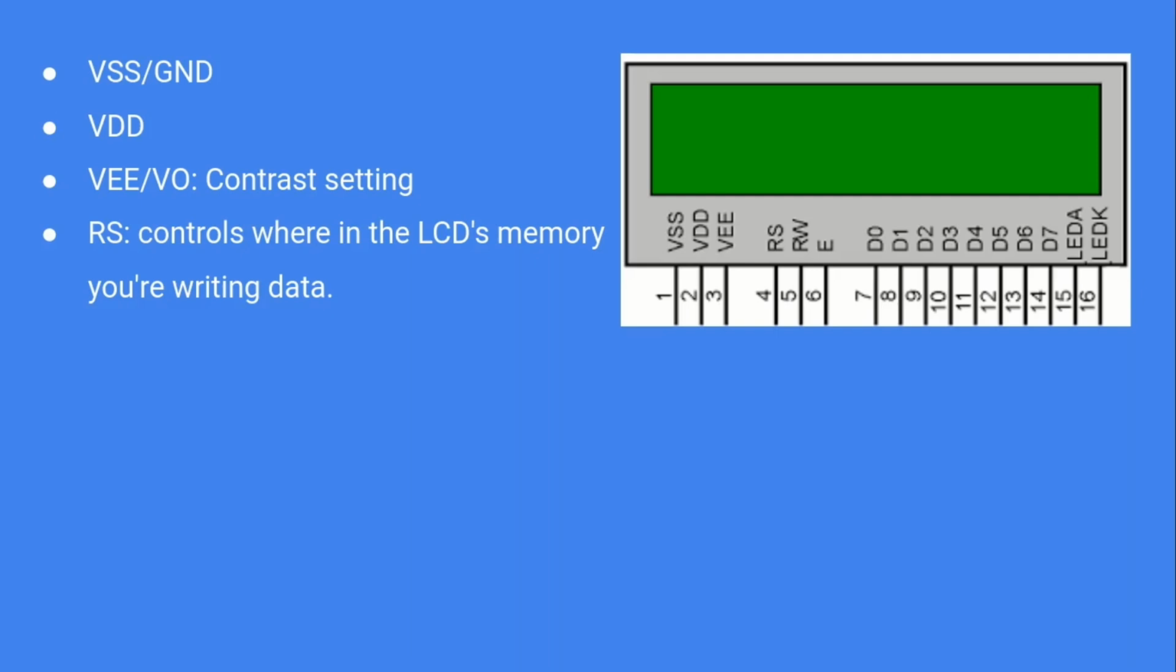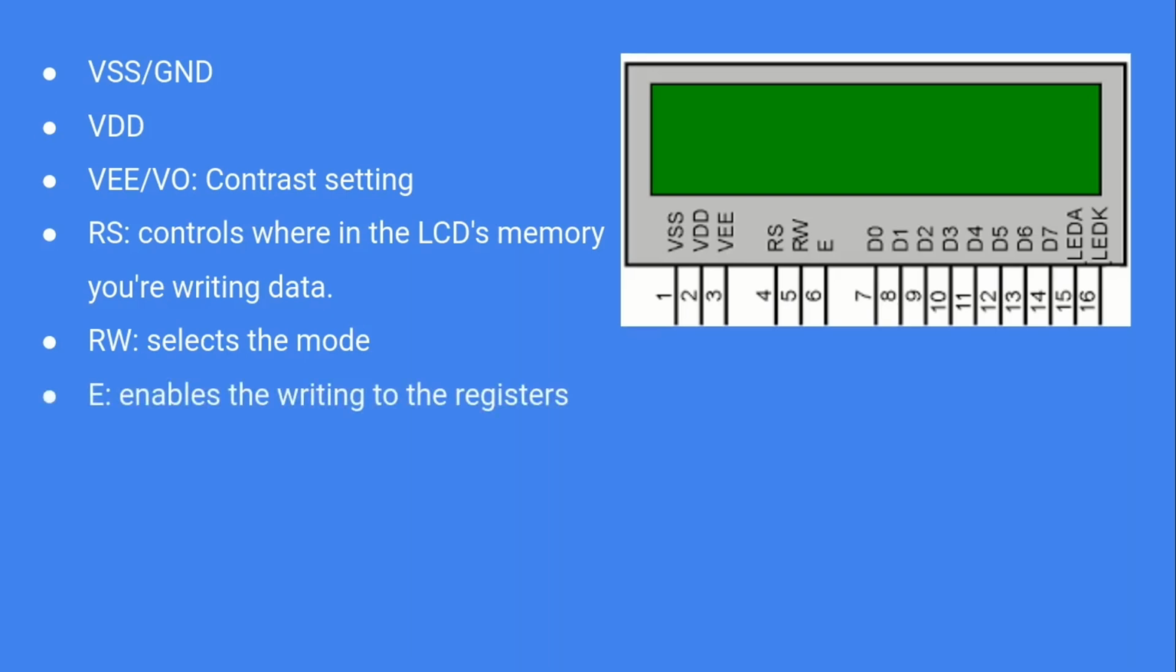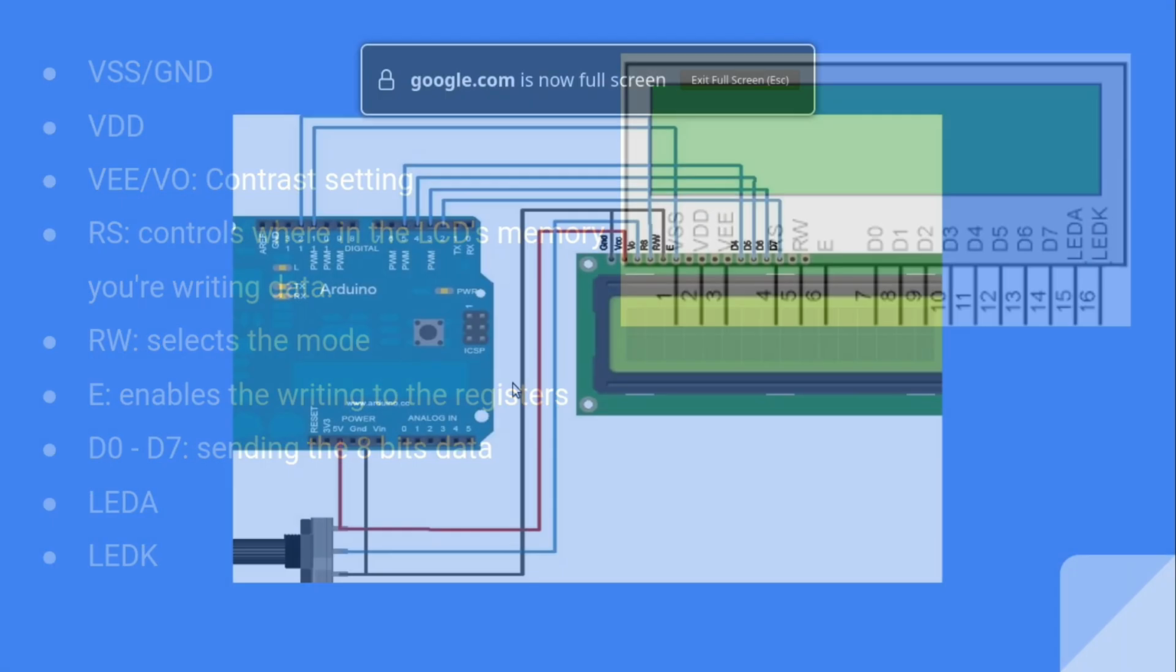Next comes the R/W pin, which selects the mode, whether we will read or write to the LCD. The E pin enables writing to the registers, or the next 8 data pins from D0 to D7. So through these pins we are sending the 8 bits of data when we are writing to the registers. The last 2 pins, A and K, or anode and cathode, are for the LED backlight.